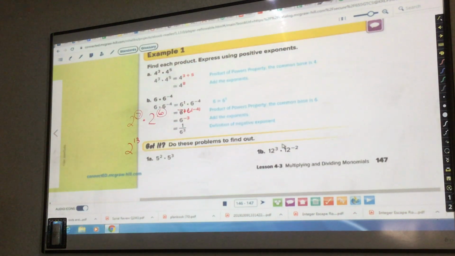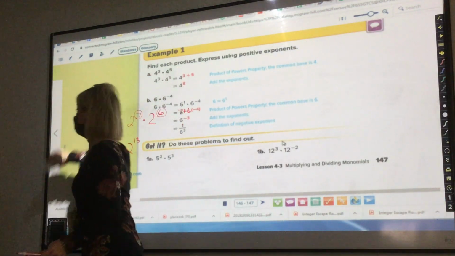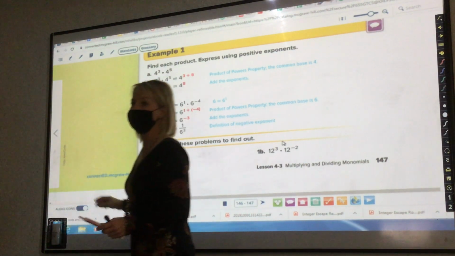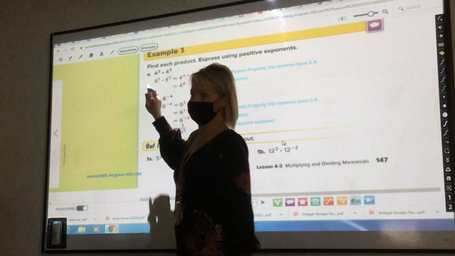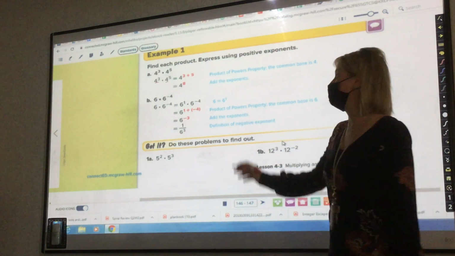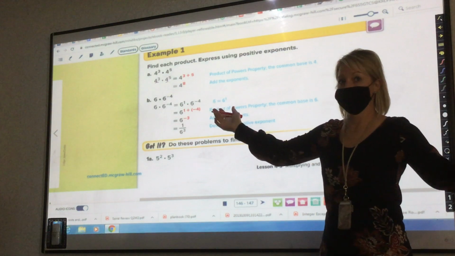So for example 1, we have 4 to the 3rd times 4 to the 5th. I'm multiplying, so I can just add my what? The base is the same, so what am I adding? The exponents. So what's 3 plus 5? 8. So it would be 4 to the 8th. That's it. That's all we're doing.